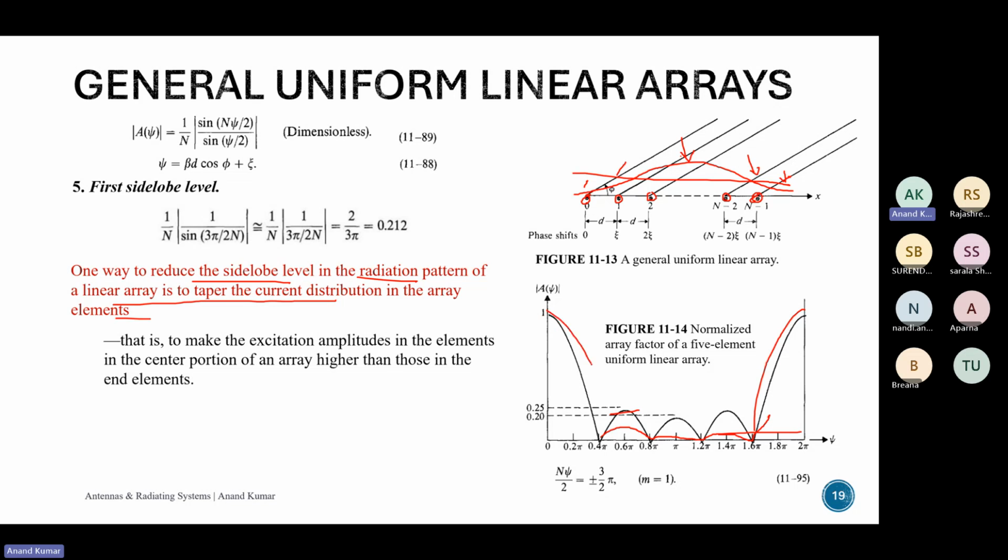So this is one of the ways to reduce the side lobe levels, to taper the current distribution in the array elements. I'll pause over here if there are any questions on the side lobes and the first side lobe level.